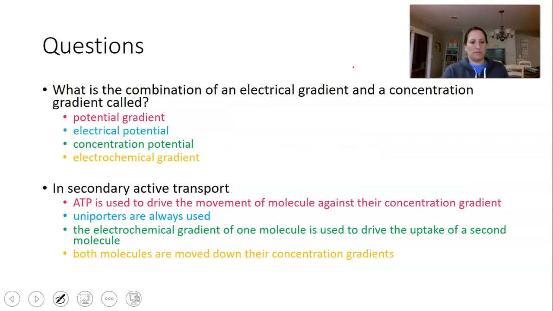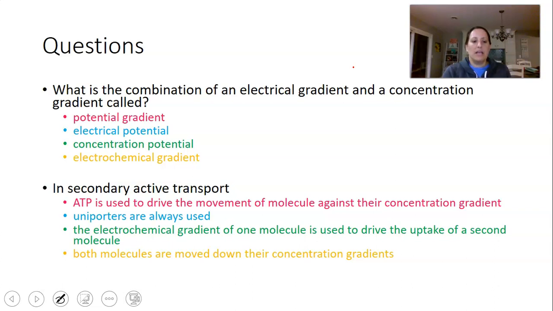Okay, next question. What is the combination of an electrical gradient and a concentration gradient called? Is it called a potential gradient, an electrical potential, a concentration potential, or an electrochemical gradient? Hopefully you answered yellow. It's an electrochemical gradient.